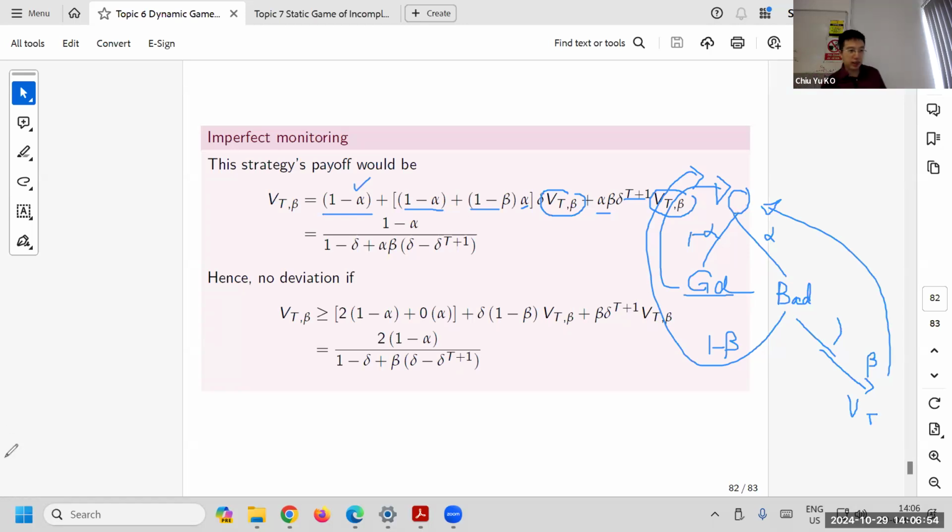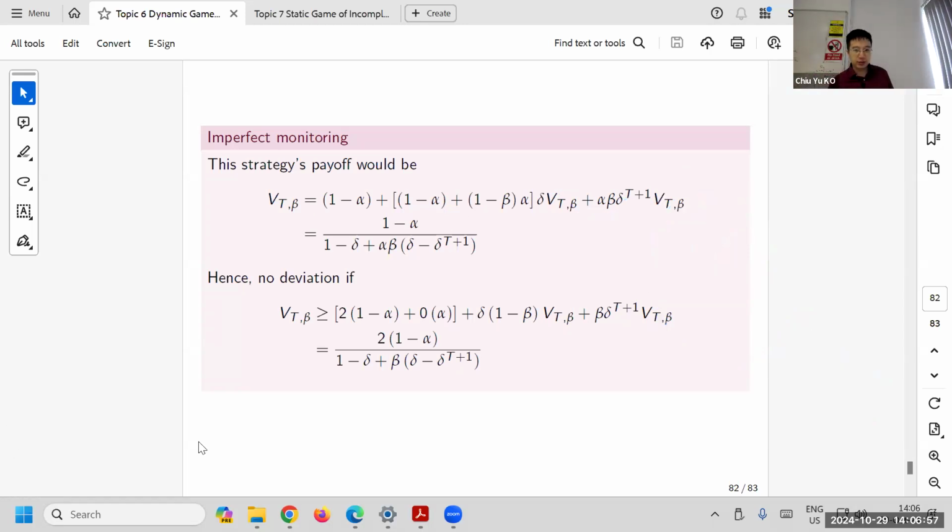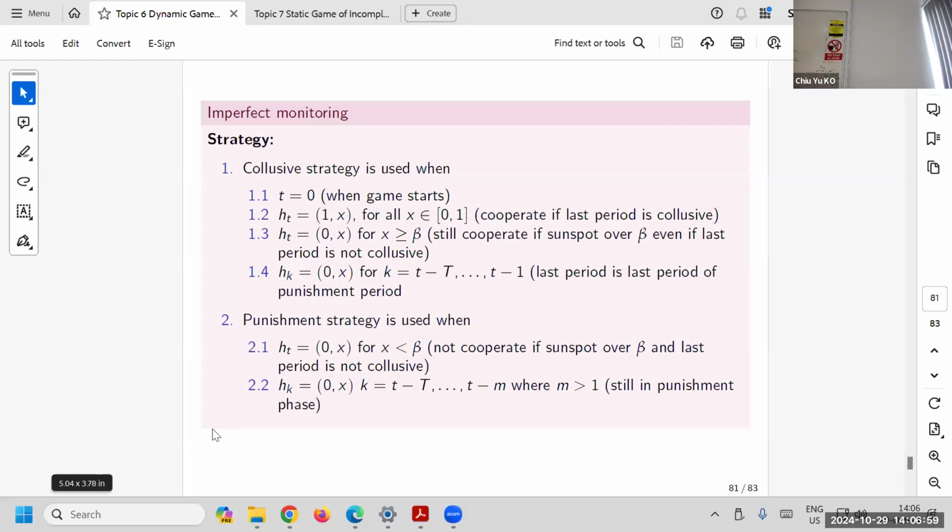Okay, look at this again. If you collaborate, continue. If not collaborate, look at this x. If x is bigger than beta, a big number, you forgive him, and we continue to collaborate. But if I have 0 profit, the number is small enough, then I will punish for T periods. T periods of 0. I will set the price to 0.